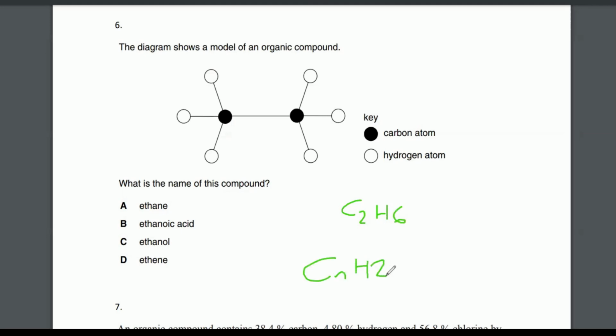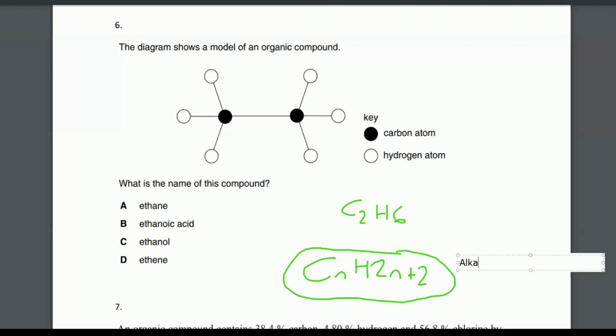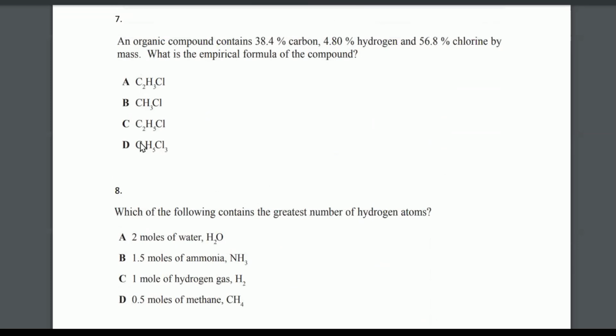Well, if we draw out the formula C2H6, that's ethane. That follows the general formula CnH2n+2. You should know that that is for alkanes. So this is an alkane, and the only answer ending in -ane, alkane, is ethane. Eth means 2, but all of the answers contain 2 carbons.